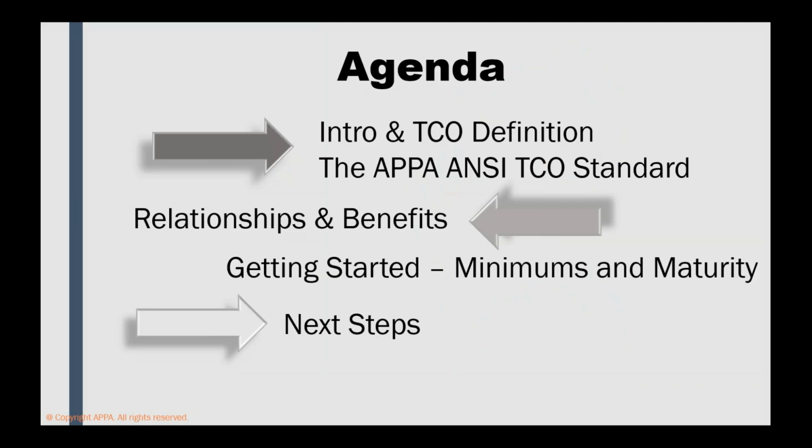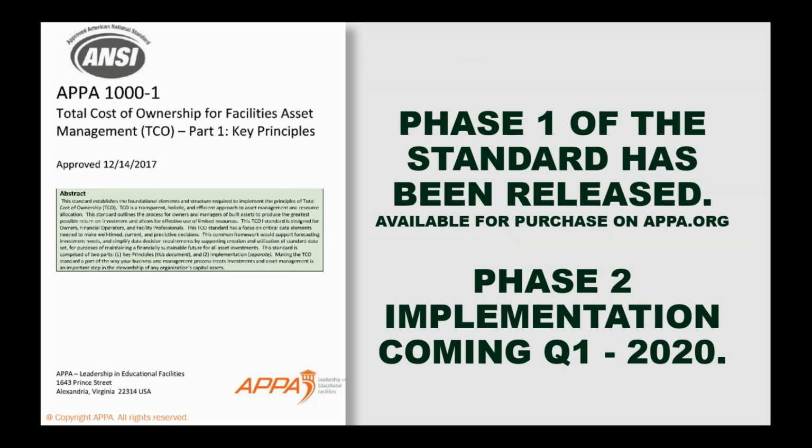Let's take a look at our next steps for APPA. We have published phase 1 of our standard, and it's available for purchase on appa.org, and it highlights our key principles, the 13. Phase 2 implementation, which we've briefed you on today, is coming in the first quarter of 2020.